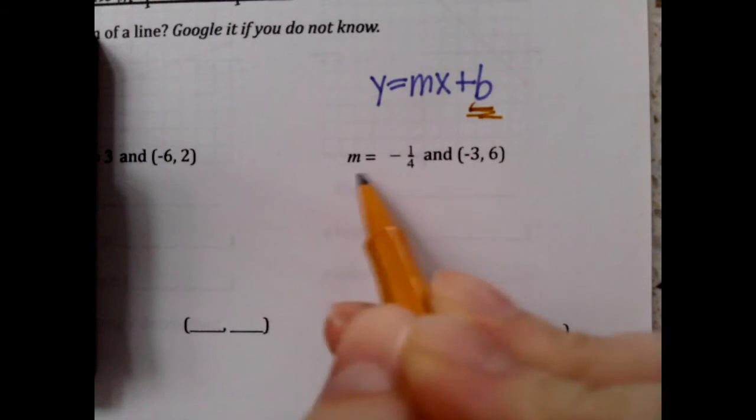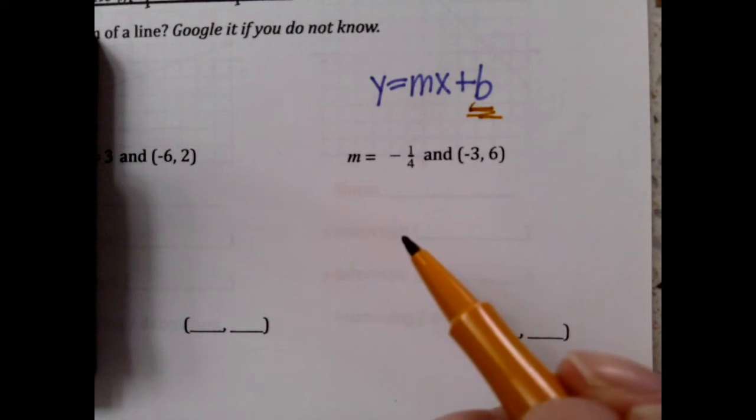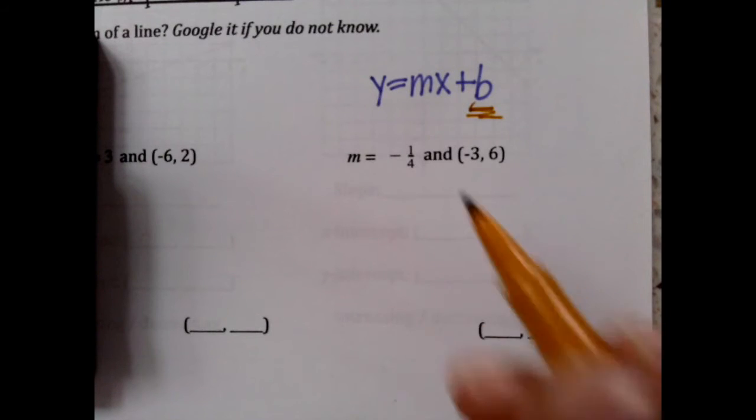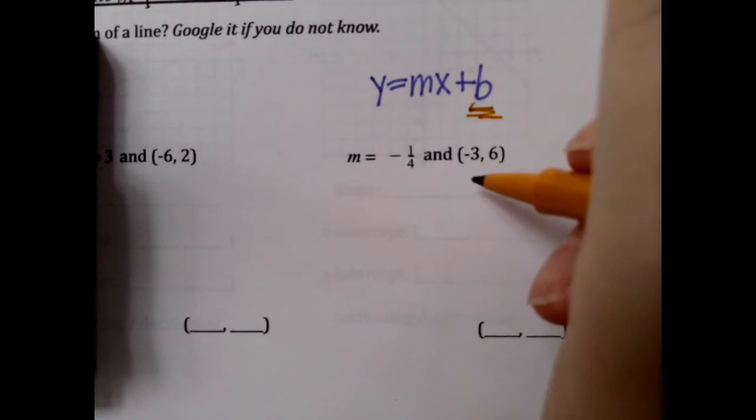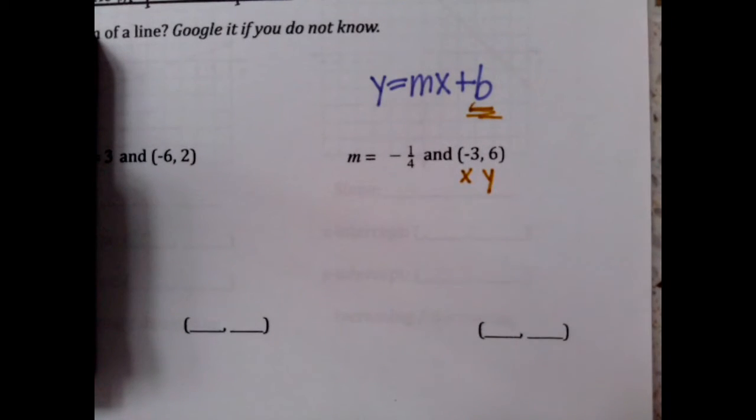Our slope is already labeled m, but sometimes if it's written in a sentence, it'll say the slope is -1/4. You have to know that slope and m are the same. And then every point is x comma y.